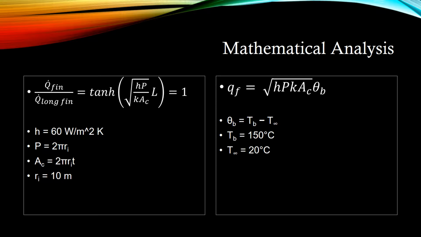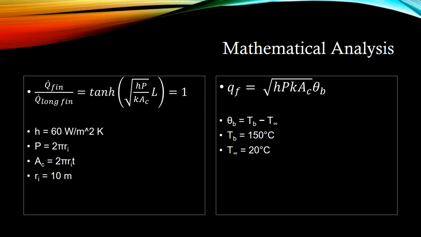To find the optimal length for each material, we used the equation in the left box and set it equal to 0. We used an inner radius of 10 meters and an outer radius of 15 meters for our design. The perimeter and cross-sectional area for a fin with rectangular annulus are 2 pi r and 2 pi rt respectively. We performed 3 calculations on Wolfram Alpha, changing the K value for each material.